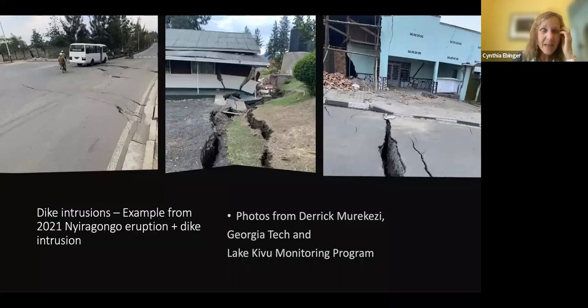And I'll just leave, at the end, a comment that in 2021, there was an eruption at Nyiragongo, and there were also migrating swarms of earthquakes interpreted as dikes. The dike may have been here, but faults form above the top of the dike if it doesn't reach the surface. And these are some of those faults that hit the town of Gisenyi in northern Rwanda, with big open fissures and fractures that no building can withstand, those kinds of dilatational strains. These photos were taken by Derek Morchese, who's a Georgia Tech PhD student.